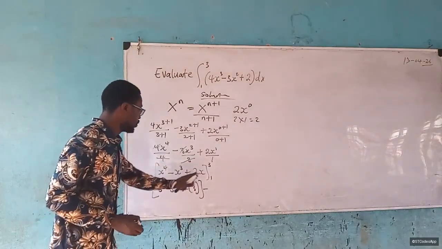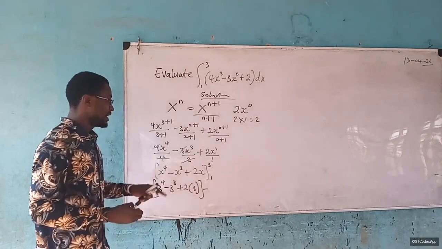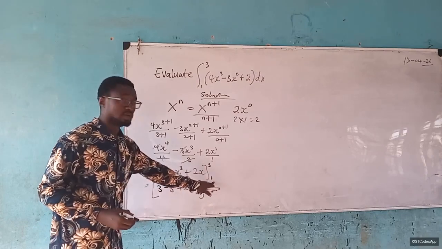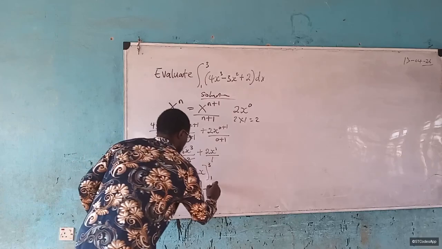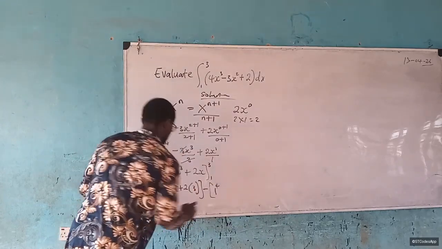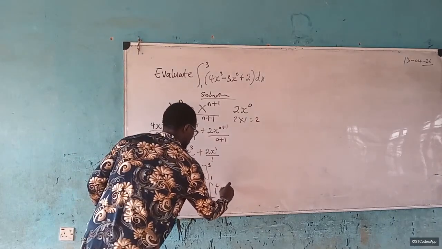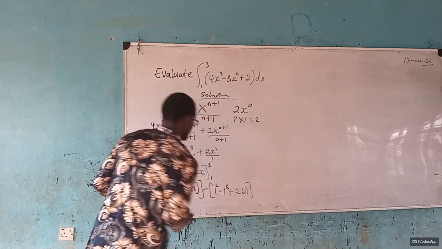Now we are going for the lower limit of 1. So we repeat the same thing here, substituting x for 1. Okay, anywhere we see x, we place 1. So I'm going to have open brackets. X is 1, so 1 to the power of 4 minus 1 to the power of 3 plus 2 into 1, close our bracket.